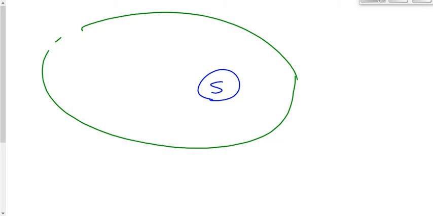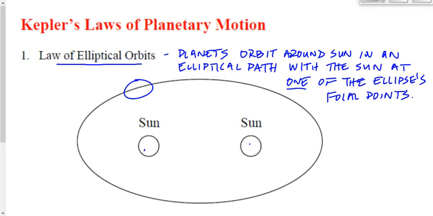So we go back to this diagram. The Earth is going around the sun in an elliptical path. It could be such that the sun is at this focal point, or it could be this one, but it certainly wouldn't be both, and it's certainly not going to change positions.